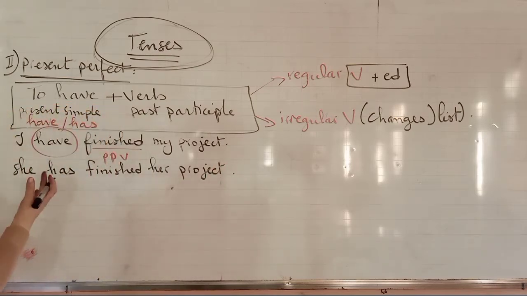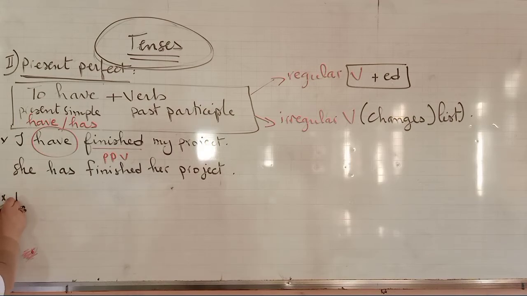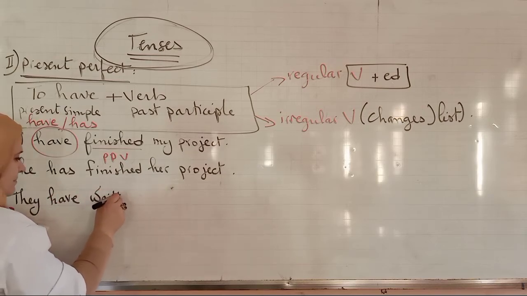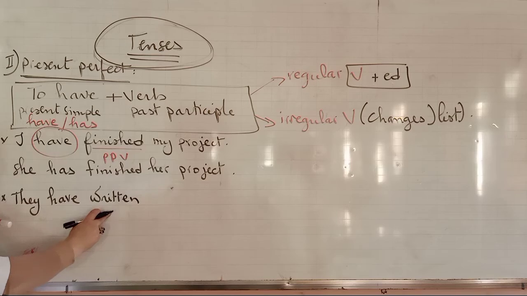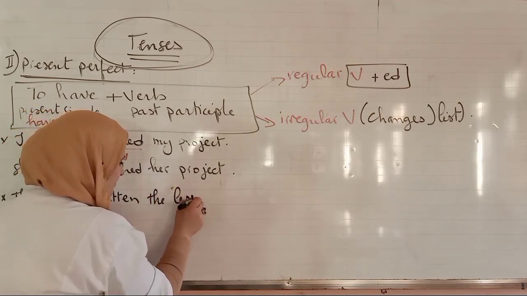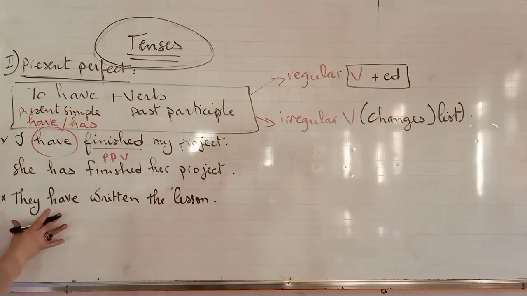If I want to use a verb that is irregular, for example, we say they have written. This is the verb to write, the past participle of the verb to write, so it is written. So they have written the lesson. Okay? So here is the perfect tense.